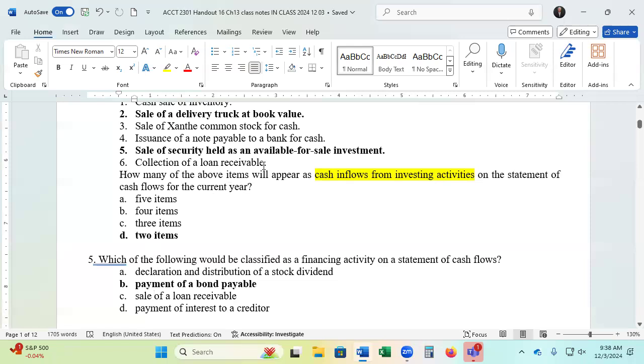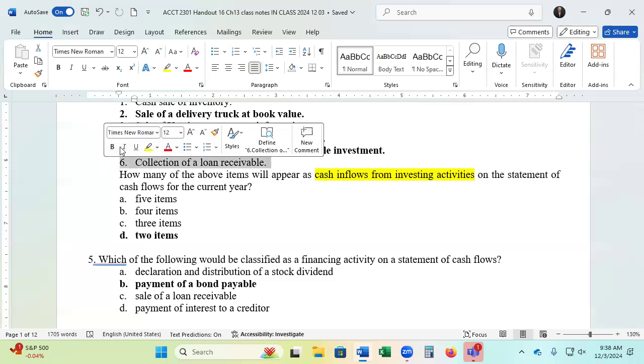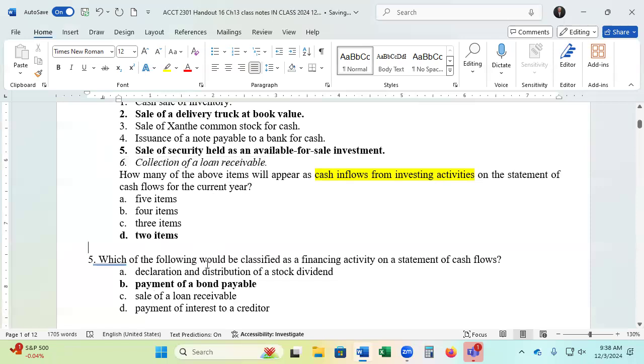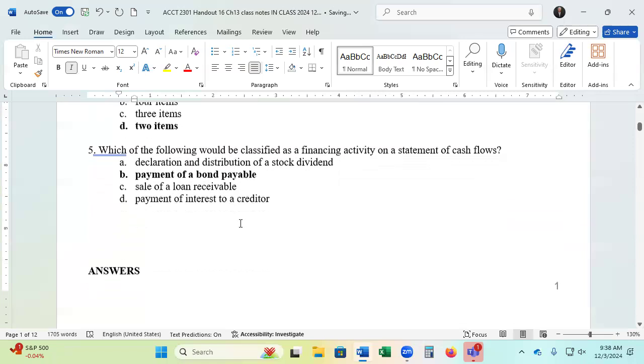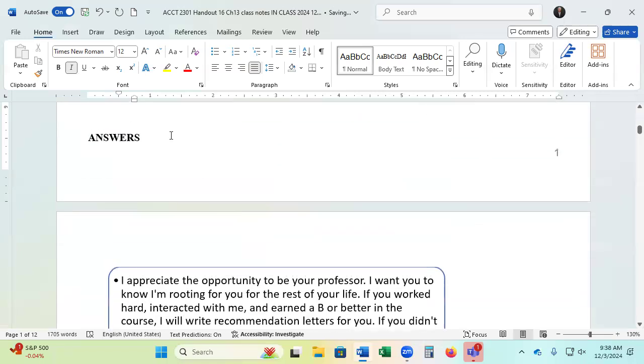Now, just so you know, collection of a loan receivable can be one if that is part of investments. So you could make a little note there that says if part of investments. Okay. So our answers were C, B, B, D, and B.